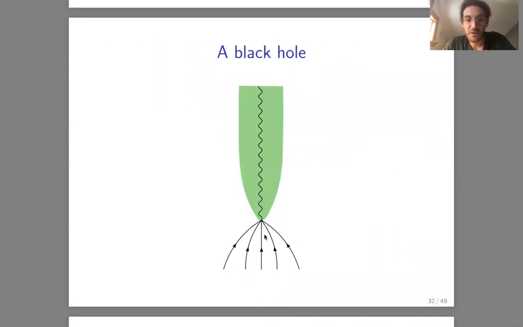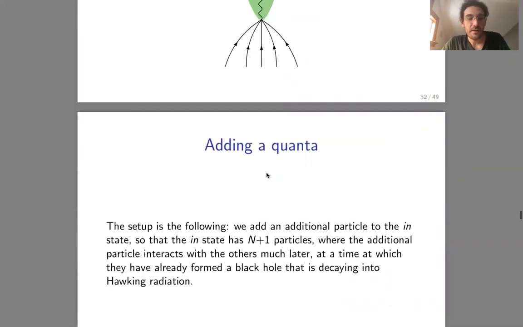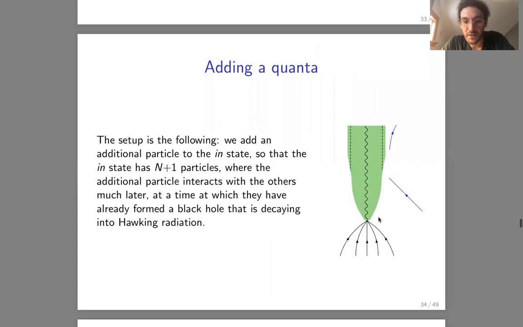So we send in these particles, we form a black hole. The black hole is green, the singularity is here, and this is its event horizon. Right now I'm just describing Polchinski's paper. Now we add an additional particle to the end state, so that the end state has n plus one particles, where the additional particle interacts with the others much later, at a time at which the black hole has already formed, and is decaying into Hawking radiation. So pictorially, it is like this.